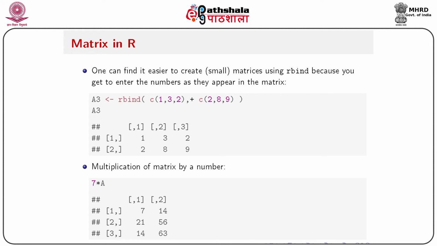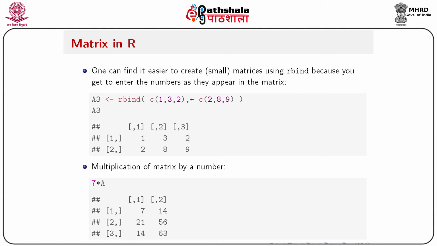So first I'm entering two vectors, say column 1 and column 2, and then ask for rbind. It will give the rbind, say c(1, 3, 2) and c(2, 8, 9). So same order, and it binds one after another, and it will give you a 2 by 3 matrix. If you just use cbind, then it will give you a 3 by 2 matrix.